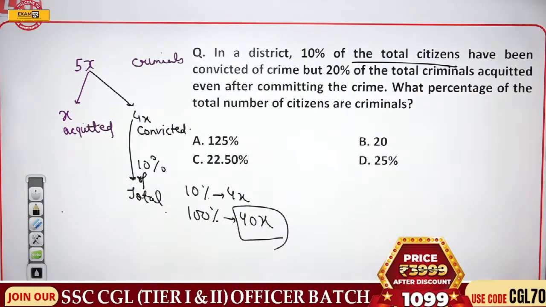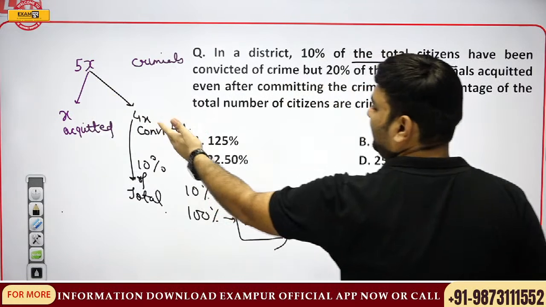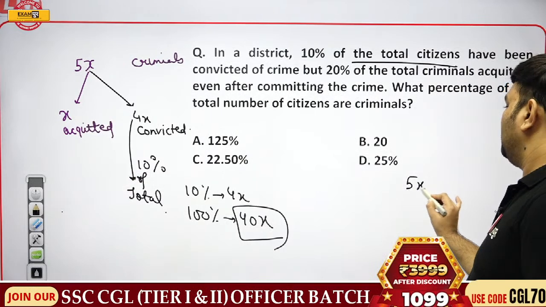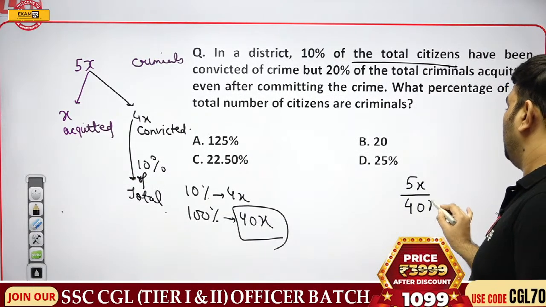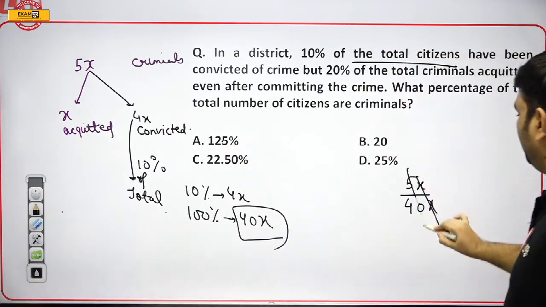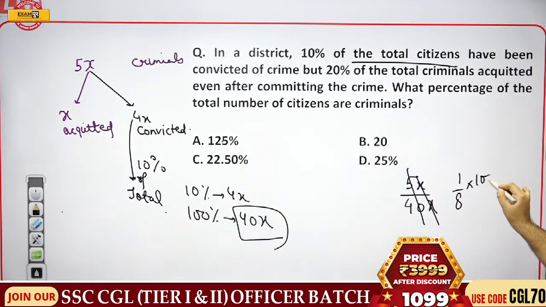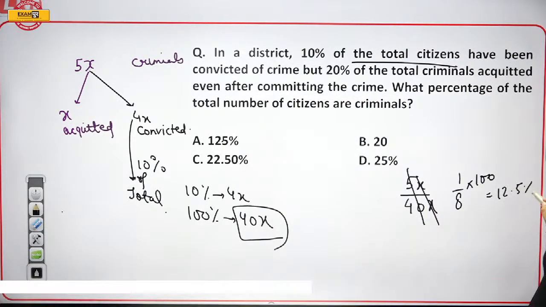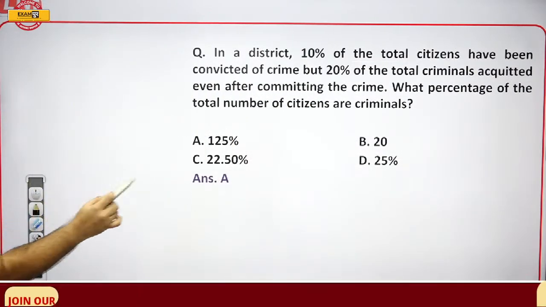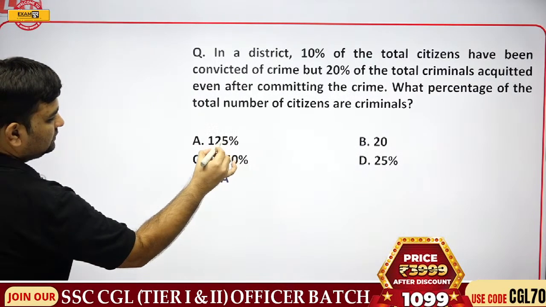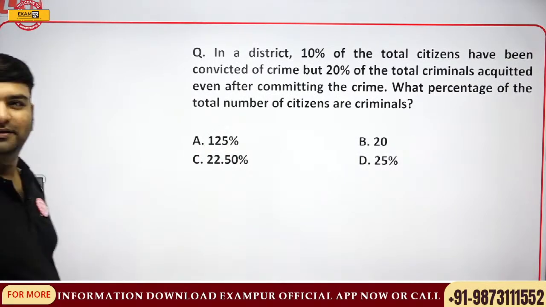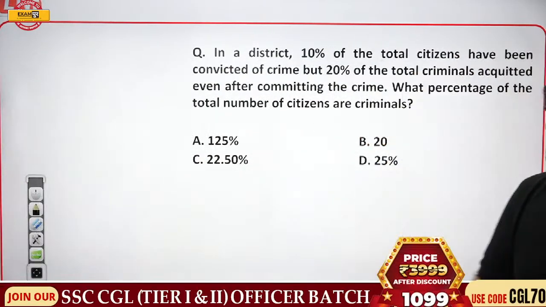Both of them are criminals, either convicted or acquitted. So 5X is what percentage of 40X? It should be 12.5. 1 by 8 into 100, 12.5%. We nailed it. Got it, guys?